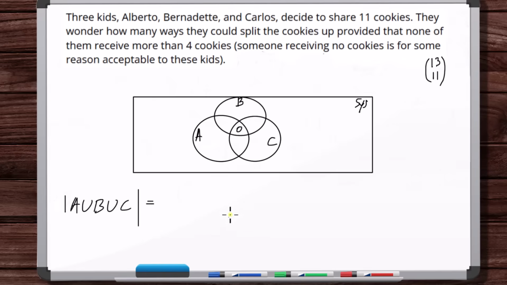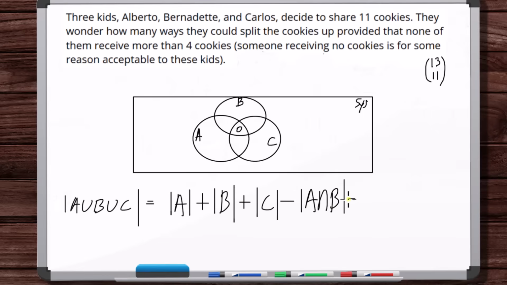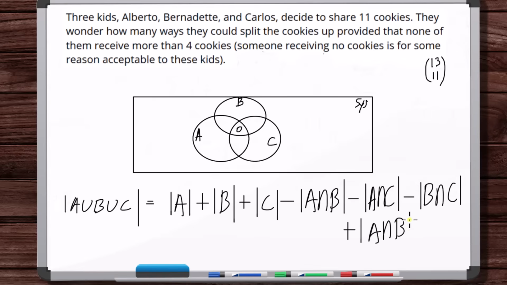Okay, so we know this is the number of elements in A plus the number of elements in B plus the number of elements in C minus the number of elements in A intersection B minus the number of elements in A intersection C minus the number of elements in B intersection C plus the number of elements in A intersection B intersection C, which is 0. So this is what we're looking for. Okay, what's the number of elements in A?